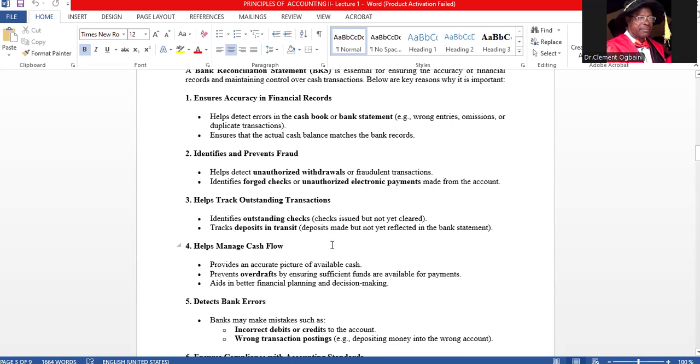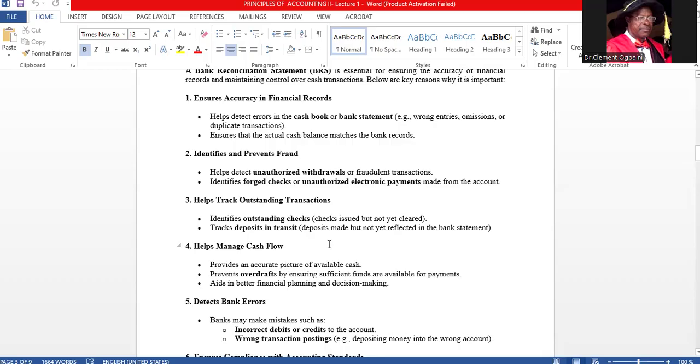I talk about unpresented checks, that is checks that you issued out and the person has not presented to his bank to clear. And also, we have an uncredited check, that you pay to your bank, but it has not yet gone through the clearing system, and the bank has not yet credited your account. And also, it helps you to trace if there's any money that was supposed to have been deposited into your account that was not deposited. It helps you to trace all those things.